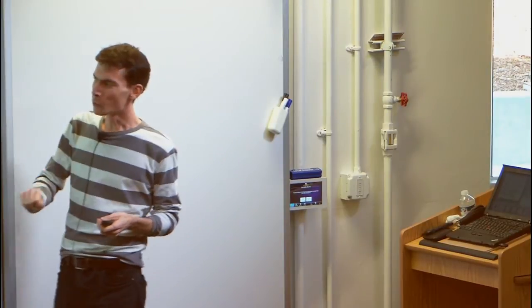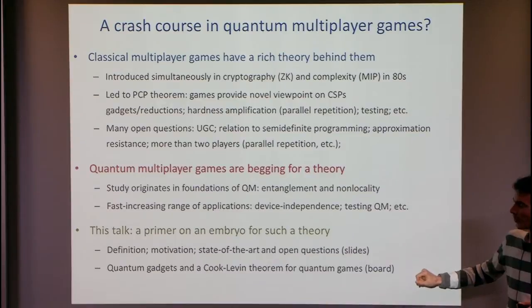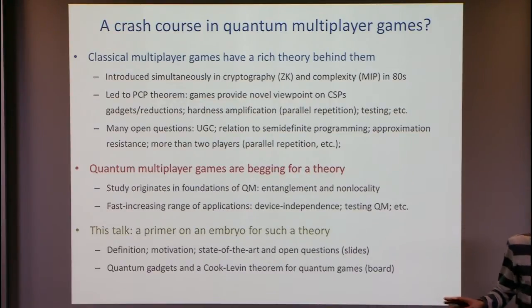describe. Mostly what I'll focus on is trying to describe something you could call, although it's not usually called this, a Cook-Levin theorem for quantum multiplayer games, which would just be a basic NP hardness result, right? If you think of the Cook-Levin theorem saying that 3-SAT is NP hard, it's a basic NP hardness result for classical constraint satisfaction problems. I want to try to give you a flavor of the same theorem for quantum multiplayer games.